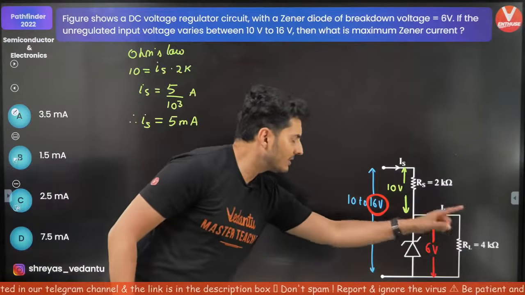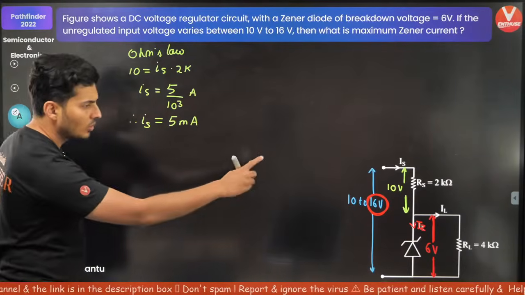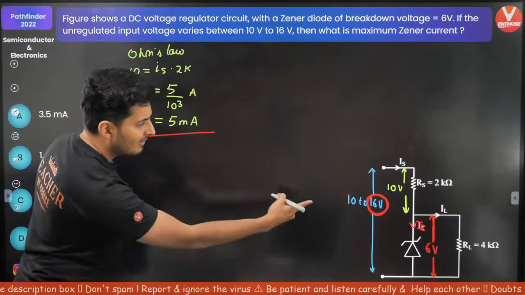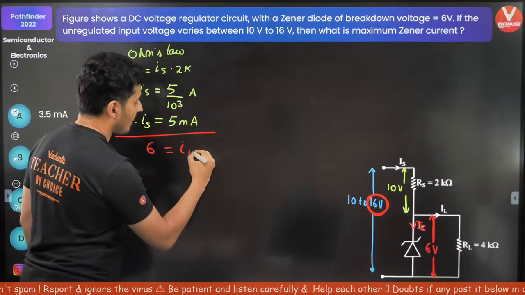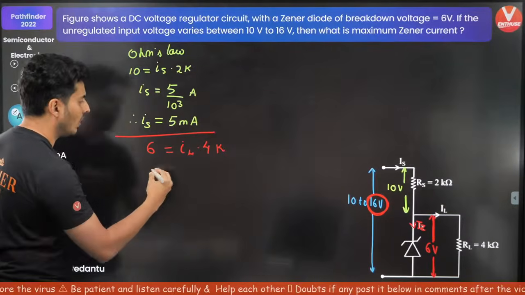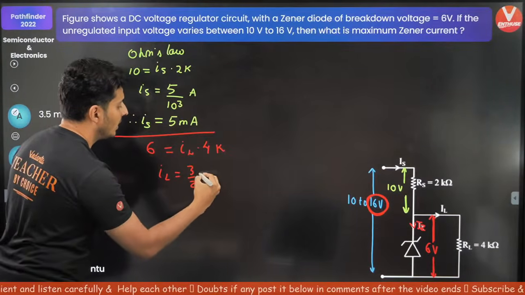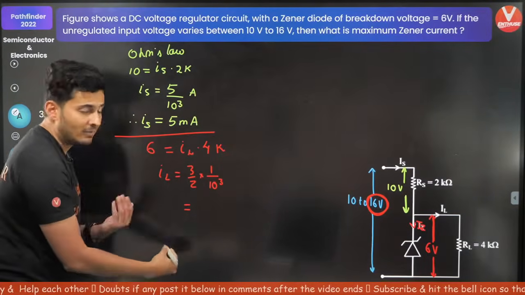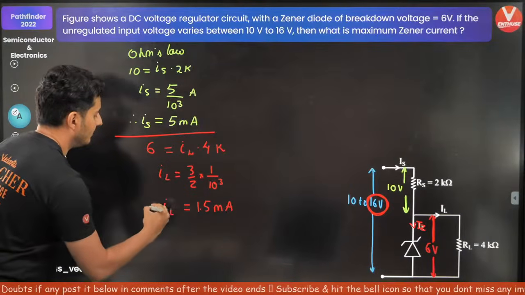Next, through this resistor RL, let's try to figure it out. How much will it be? Again, V is IR, V is 6 volts, I is I don't know, into RL, that's 4 kilo ohms. Got it? So IL will be 6 by 4, that's 3 by 2, and kilo comes below, that means 10 to the power 3 comes below. 3 by 2 is 1.5, right? So 1.5 milliamperes. So that's IL.